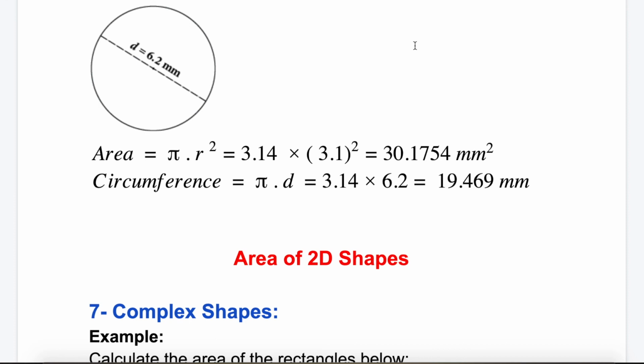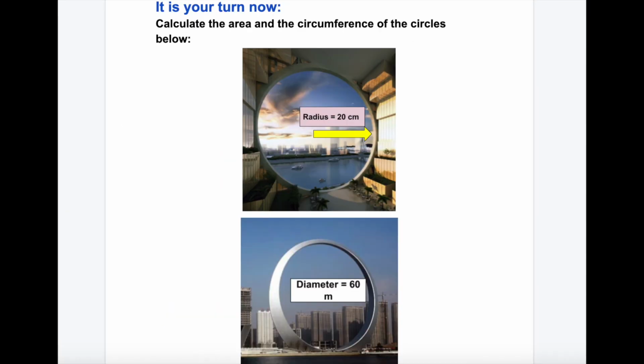The circumference. Since I have the diameter here, I don't need to use 2 pi r. I would use pi times d. So 3.14 times 6.2, which is the diameter. The answer is 19.468 millimeters. It's your turn now. Try to find the circumference and the area for the upcoming figures.